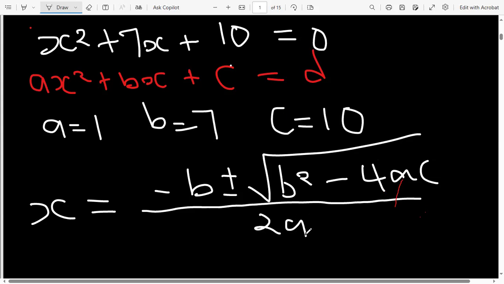So this is the quadratic formula. I'm sure you know it. Okay, I'm sure you know this. So we're just going to substitute now the values. Where we can see a b, we are going to put 7. Where we can see a c, we are going to put 10. Where we can see a, we are going to put what? 1. So let's substitute, and then we see what we are going to have.